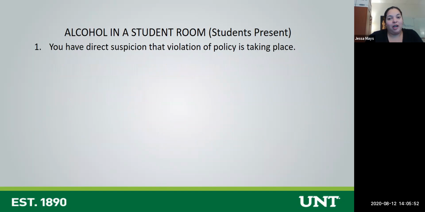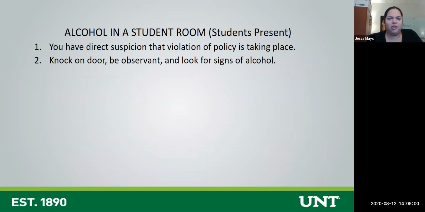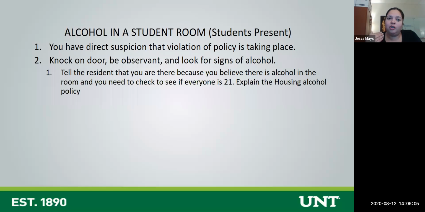So if a student is in their room and they are present, and you have direct suspicion that a violation is taking place, you're going to knock on the door and be observant. These are definitely going to happen more so when you are walking down the hall doing your community walks, or you get a complaint or a noise violation. You're going to go to the room and be like, hey, something's up. You're hearing clinking, you're hearing things happening in there. You're going to knock on the door, be observant, and look for signs of alcohol. You can tell the residents that you're there because you believe there's alcohol, you heard the clinking, you heard the shh statements. You need to check to see if everyone's 21.